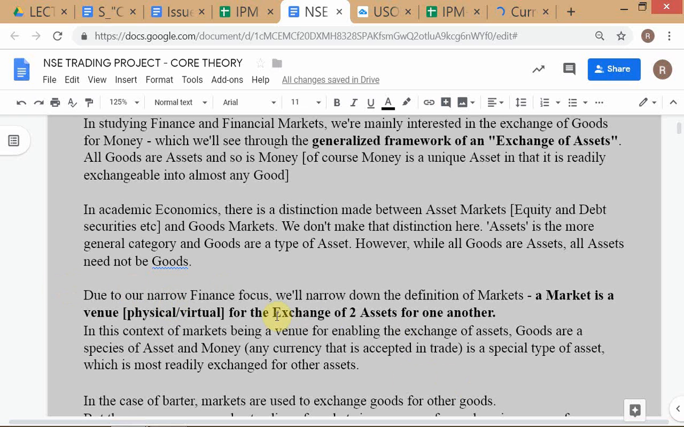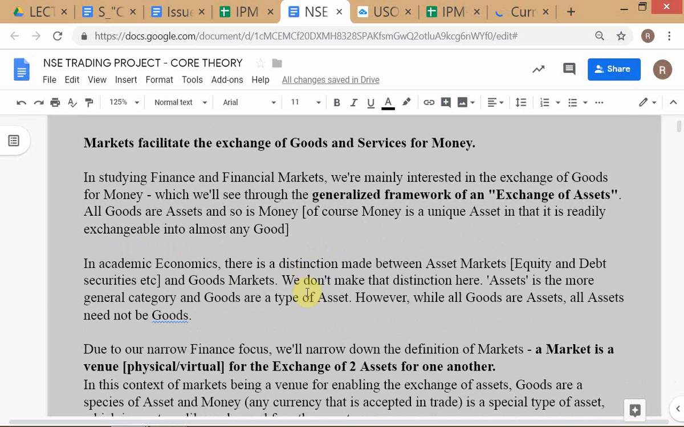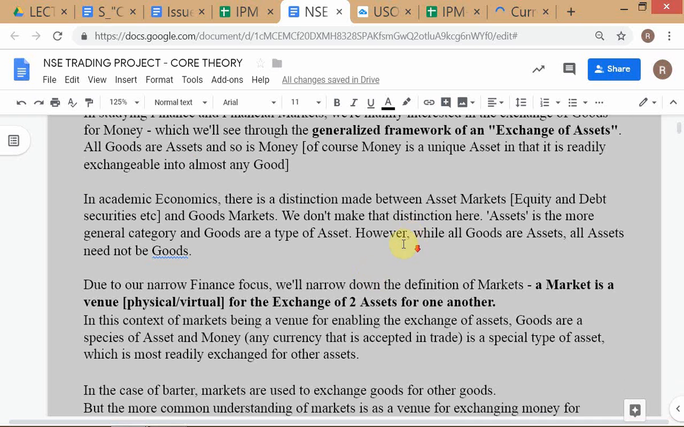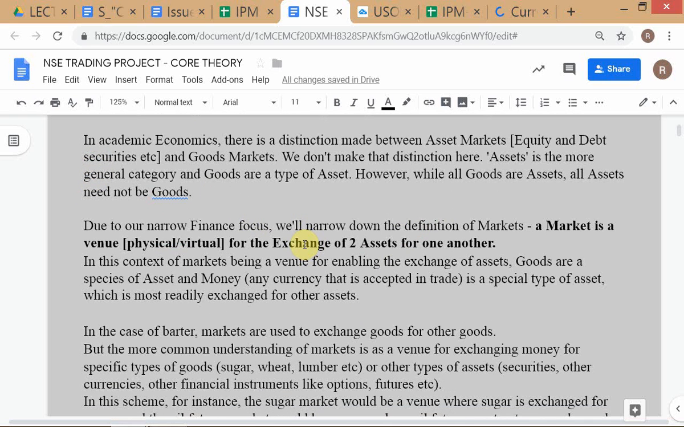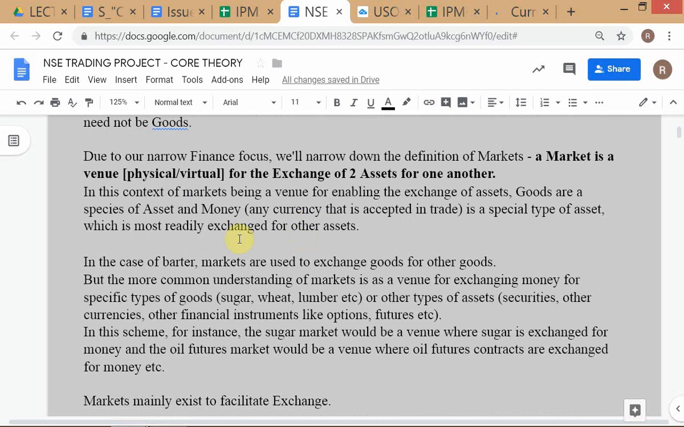You can read through this definition later on. If you have any problems, you can ask me. Go through the notes. We are trying to cover it a little fast because we want to cover a lot of material. But the important concept here is that a market is defined as a venue for the exchange of assets, in a general way.